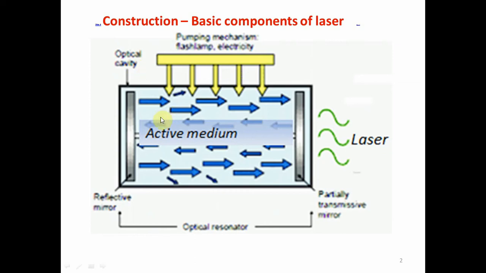The third part, optical cavity, which consists of two mirrors placed face to face. One of the mirrors is fully silvered, and the other mirror is partially silvered. The photons produced during stimulated emission shuttle between these two mirrors a large number of times, and finally the powerful laser light emerges out through the partially reflecting mirror. The construction of any laser means how these three components are arranged.